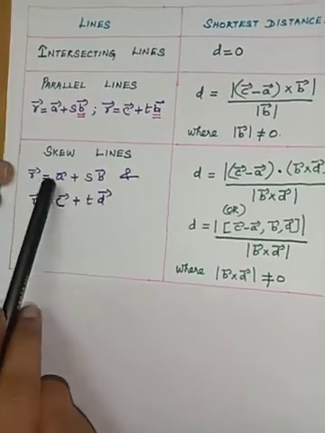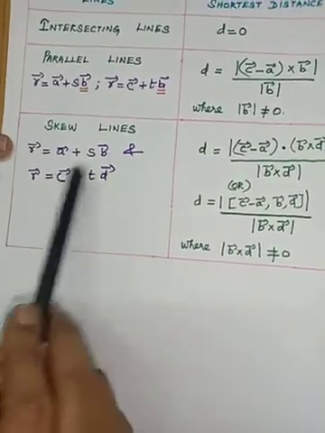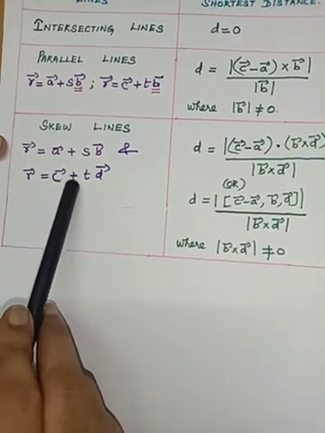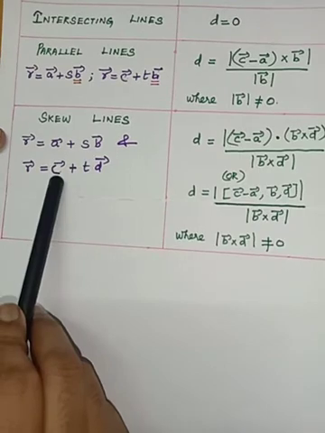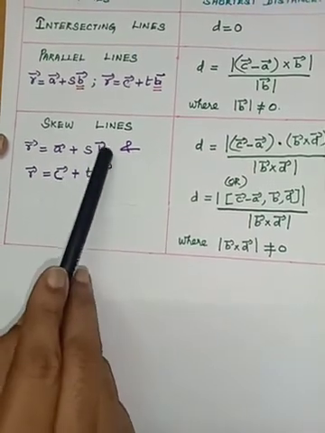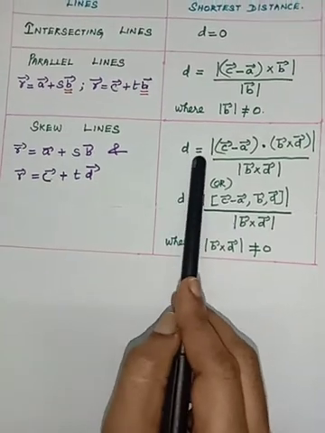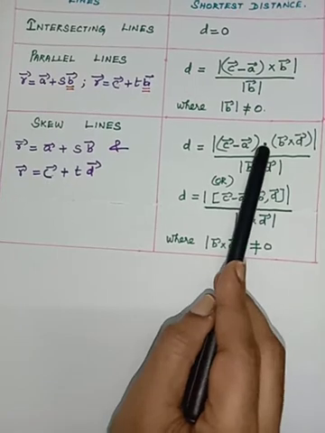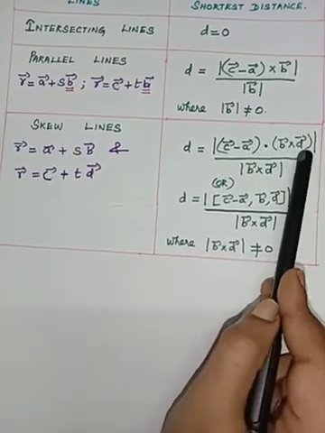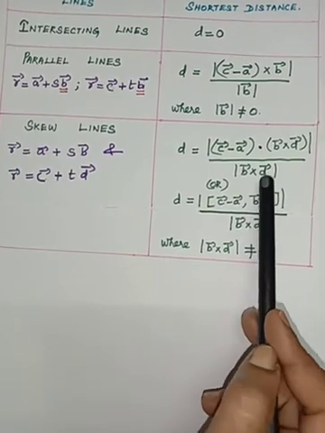You see the equation, how it should be. R vector is equal to A vector plus S times B vector and R vector is equal to C vector plus T times D vector. Here A, C are position vectors of the passing points. B and D are parallel vectors. So see the formula. D is equal to the modulus of (C vector minus A vector) dot (B vector cross D vector) divided by modulus of B vector cross D vector.